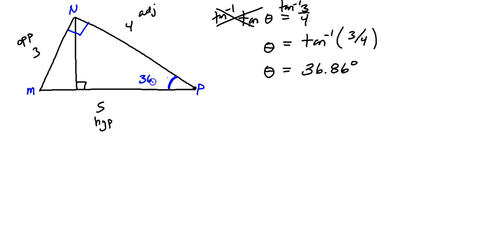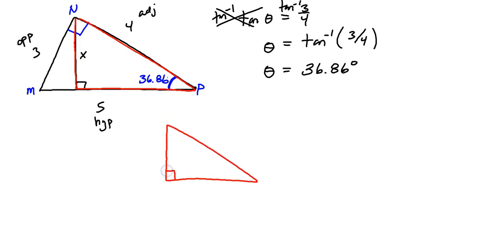It's 36.86, roughly. I'm going to round it off. Well, now I can use that fact to figure out what x is. Because now if I just focus on this triangle right here, and I kind of redraw that, and I'm like, all right, I have this triangle.